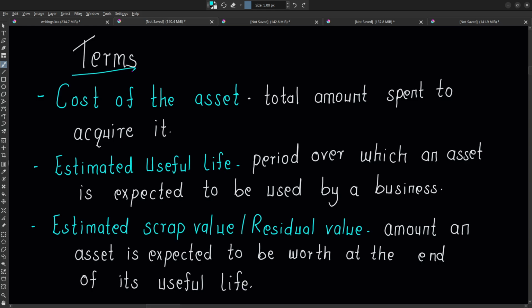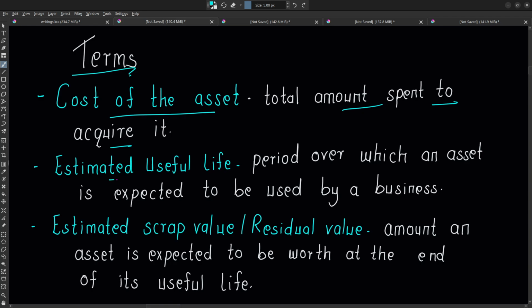Now let us look at some of the main terms you're going to find on depreciation. The first is the cost of asset, which is the total amount you spent to acquire that asset. For example, if you buy a motor vehicle, the cost of that motor vehicle and also the amount you've used on the import duties and the levies is included in the cost of that asset. Also the carriage inwards, that is the amount you use in transporting that vehicle from the origin to your business, is included. If it is a manufacturing plant, even the installation cost is included as the cost of that asset.